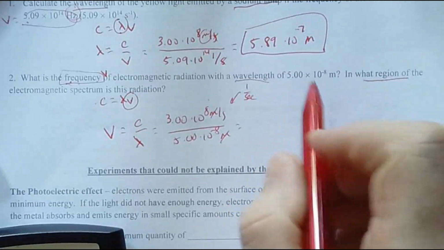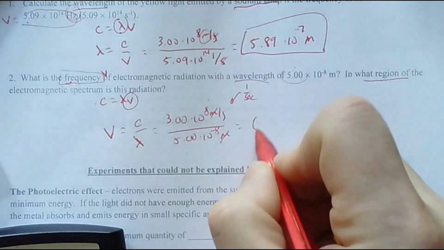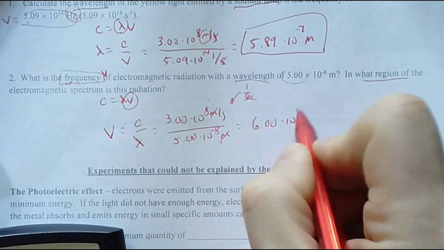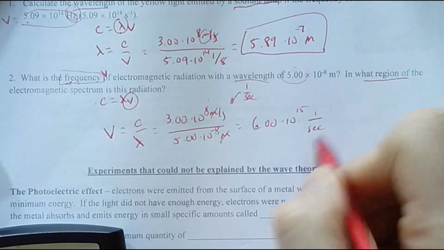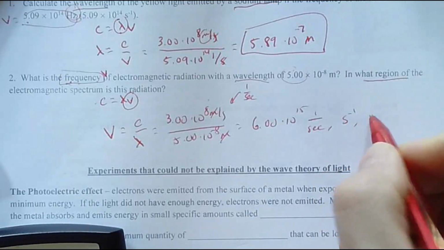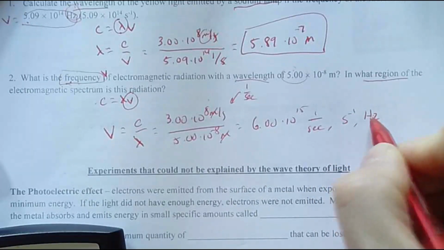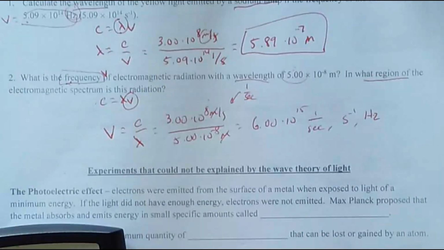I just have to keep in mind that there are significant figures involved. So it'd be 6.00 times 10 to the 15th, and you can just leave it as 1 over seconds if you want to. Or you could say seconds to the minus 1, or you could even say hertz. Those units are all the same, so it's whatever you're comfortable with.